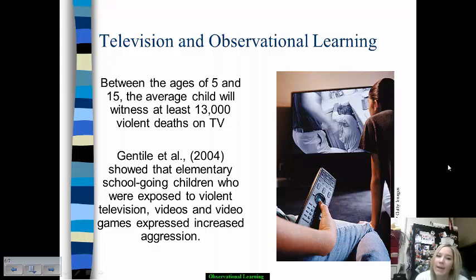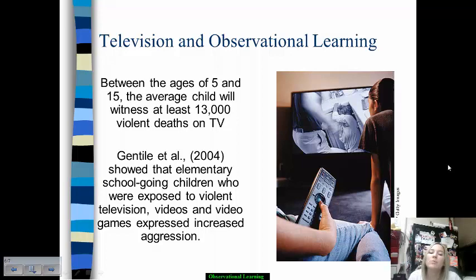And they found that elementary school-going children that were exposed to violent TV and video games and movies ended up acting on increasingly aggressive behaviors. So purely because that was what they were exposed to, they perceived that as being normal. And so as a result, they would act on that aggressive tendency.